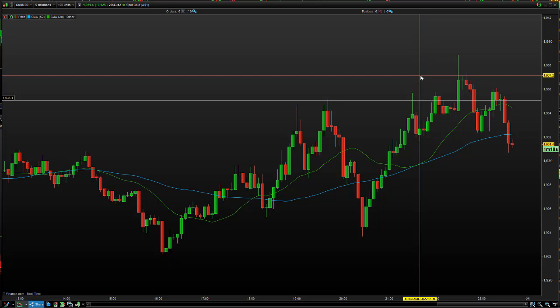I wanted to share with you the dangers, what to look for when the market's likely to give you a false breakout. So let's get straight into it.